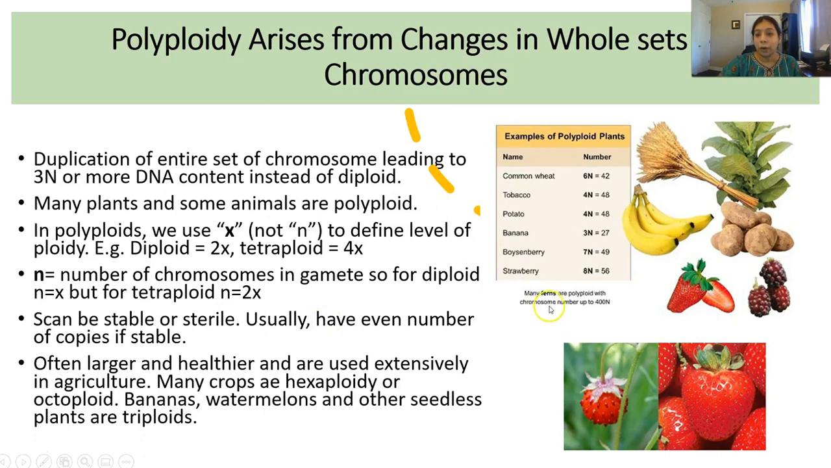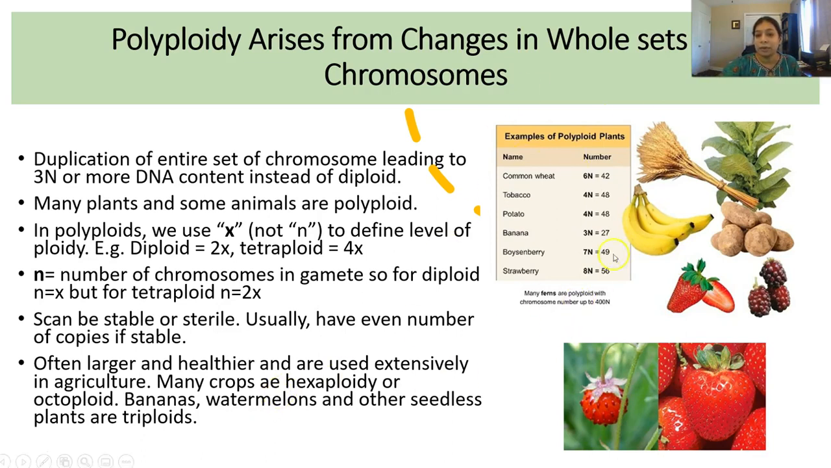Many times polyploidy leads to healthier, larger crops or healthier organisms. And so they're used a lot in agriculture for food, for making crops that are more resistant and that produce more. For example, the wild strawberries that are diploid are very small, right? But the octoploid ones that you see in the market are much more plump and robust and large. Many crops, for wheat and for general use, that we have are hexaploid and octaploid.